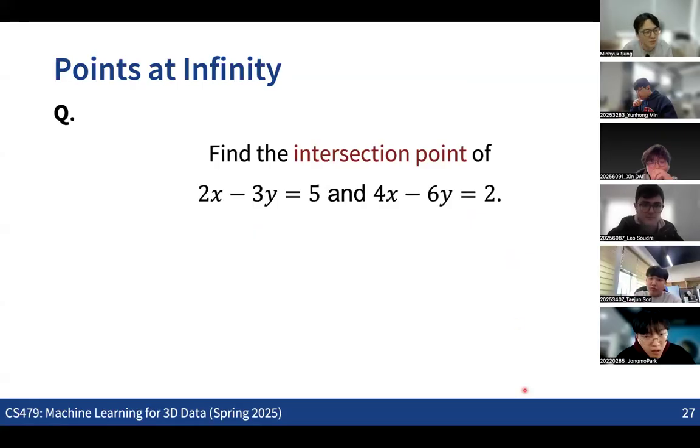We have discussed all the ideas in terms of how we can calculate the intersection point of two lines, right? So let me give you 2 or 3 minutes to think about this.